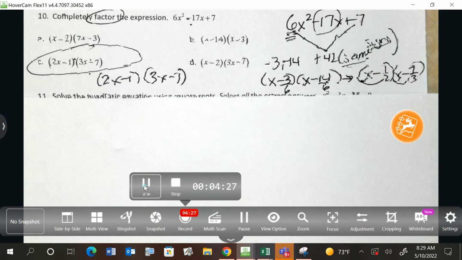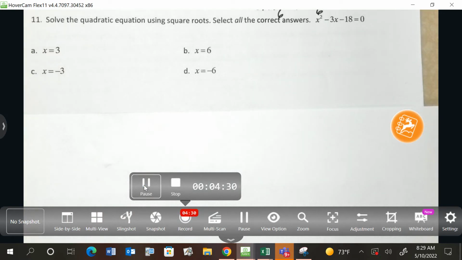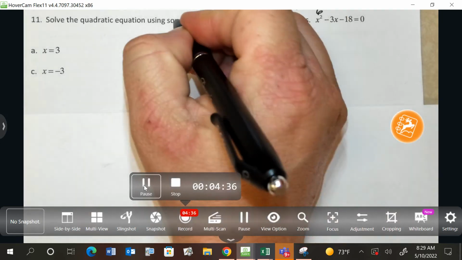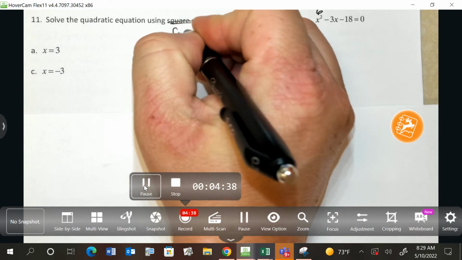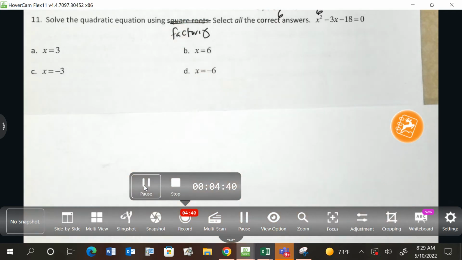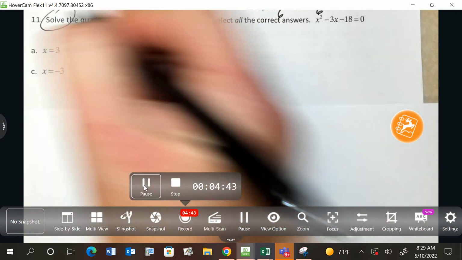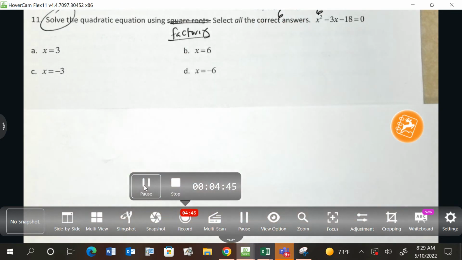Directions, and I'm going to read them out loud, and we are going to focus on what they are trying to have us do here. It says solve the quadratic equation using square roots. And you know what I wanted to do here? I want you to write by factoring. I copy and pasted this, and I should have put by factoring. So we're going to solve by factoring. Please do that.